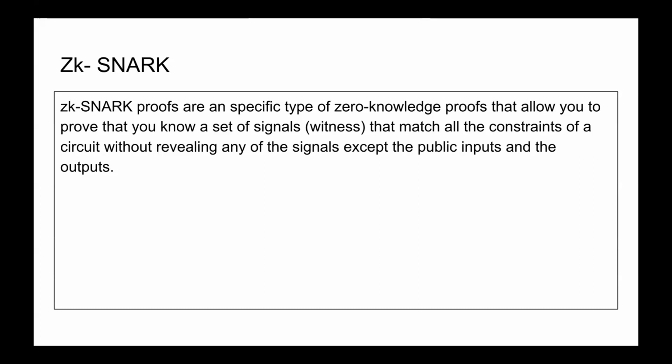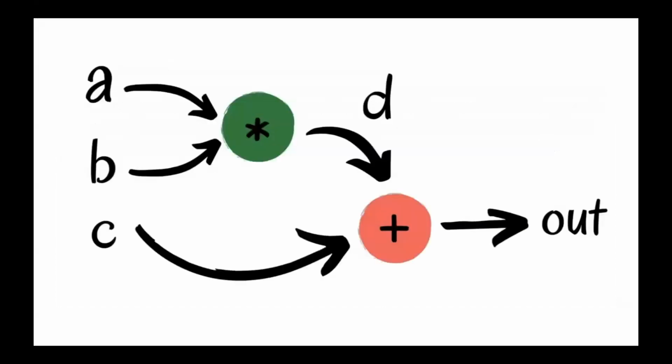So a SNARK is basically allowing us to prove that whoever is generating the proof knows a set of signals that matches all the constraints of my circuit, which means that I'm able to satisfy all the requirements of a circuit without revealing any of my signals. Now, that's a lot of jargon, but let's understand with an example.